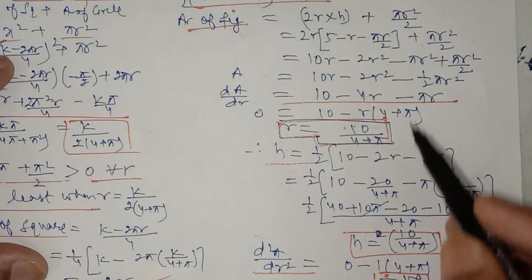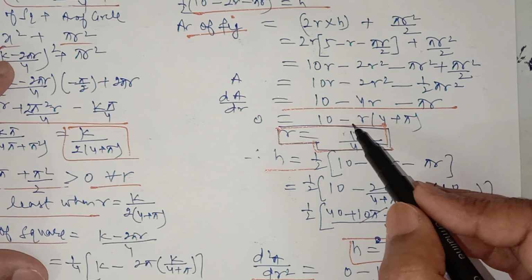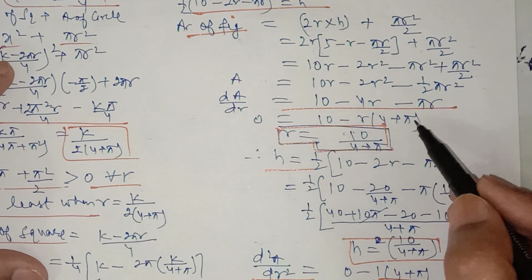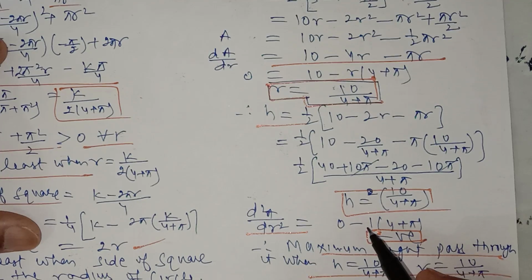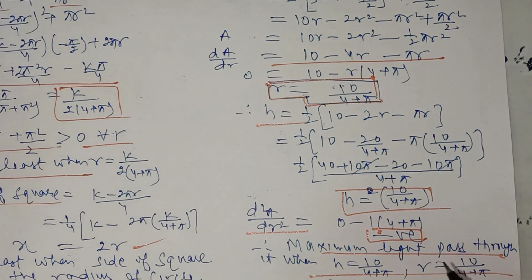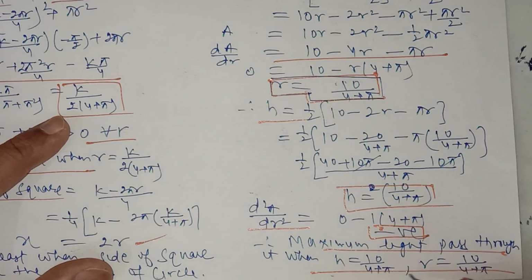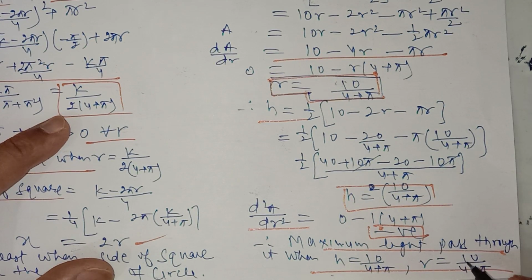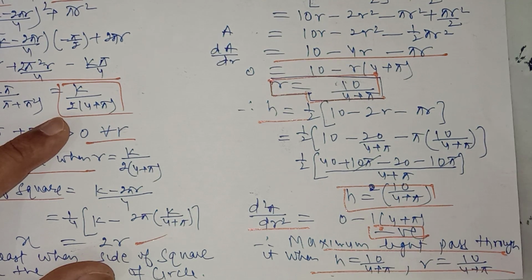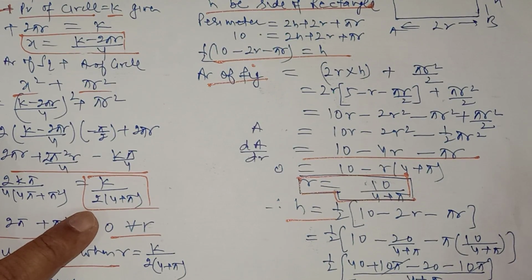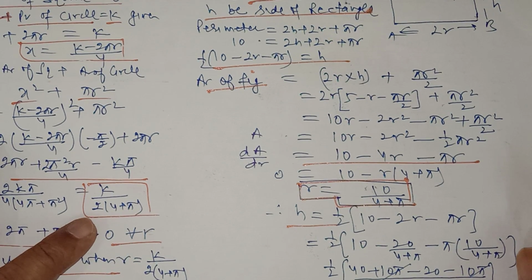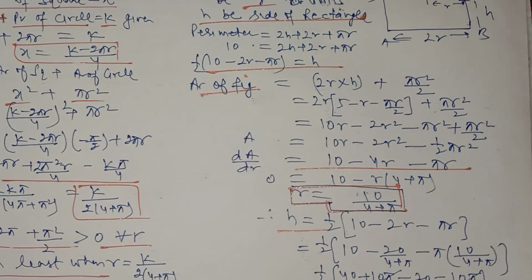If you find the second derivative of this function, it comes out to be negative. So it means the area of this window is maximum when the height is 10 upon 4 plus pi, the radius of the semicircular portion is 10 upon 4 plus pi, and the length of this rectangular portion is 20 upon 4 plus pi, because the length is double the radius of the semicircular portion of the window. So this is question number 11 of this miscellaneous exercise.